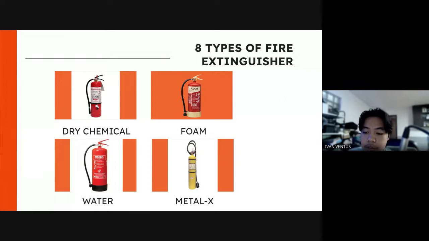The fourth one is Metal X. Sodium chloride-based dry powder for use on most Class D fires involving combustible metals such as magnesium.